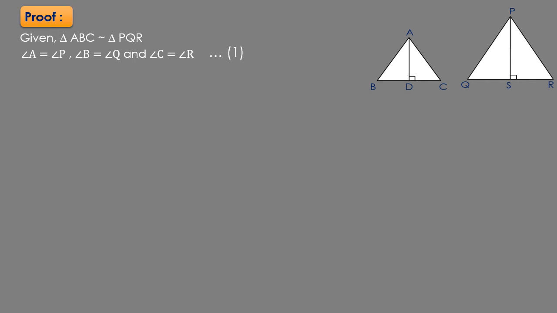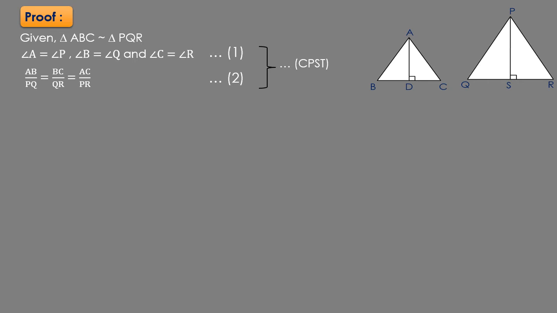Now the corresponding sides of these two triangles are in a proportion. So we can write AB upon PQ is equal to BC upon QR is equal to AC upon PR, because these are corresponding sides of the similar triangles. So let us call this as equation number 2. To write this, we can say that they are the corresponding parts of two similar triangles, that is CPST, which is a standard shortcut.